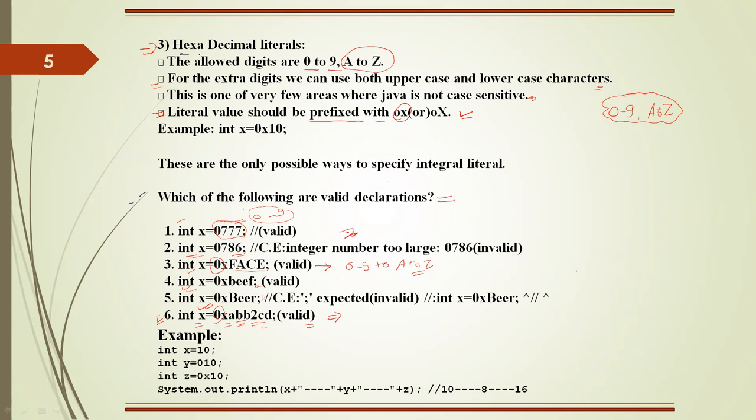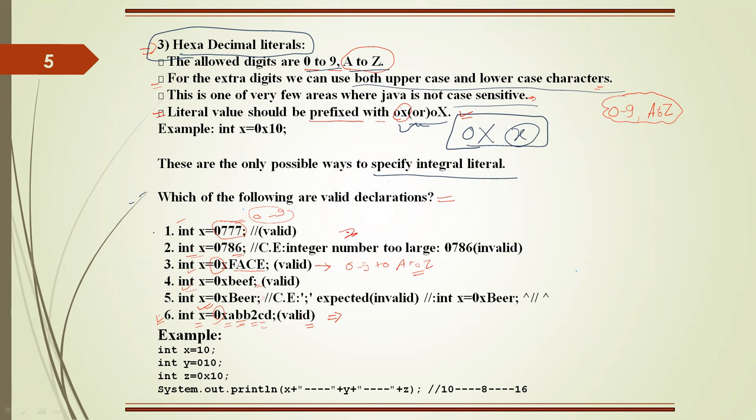Now we have hexadecimal literals. The digits start with 0x and use A to F and 0 to 9. For the hex digits, we can use both uppercase and lowercase. This is one area where Java is not case sensitive, but otherwise Java is purely case sensitive. Here you can take 0 and X as capital or small X. It doesn't matter in Java. These are the only possible ways to specify an integer.